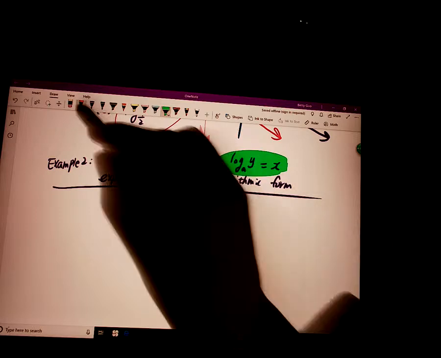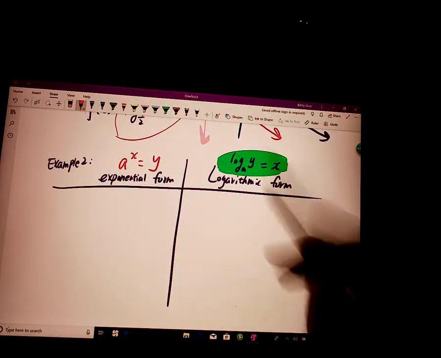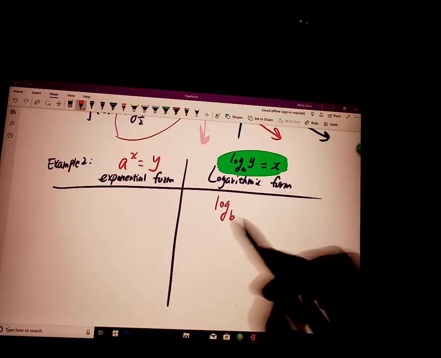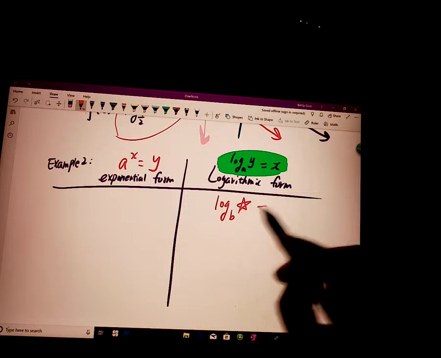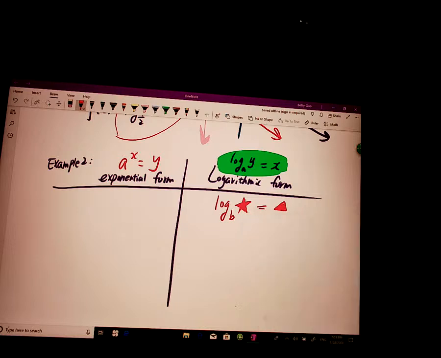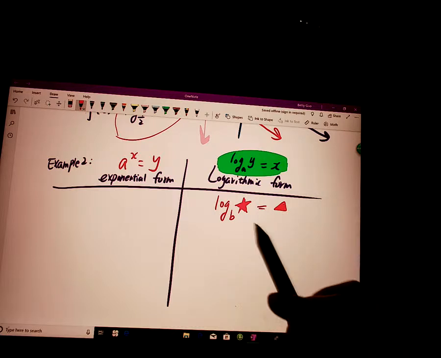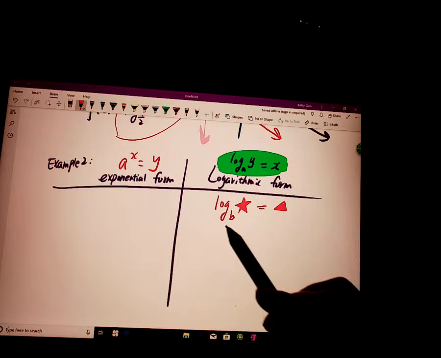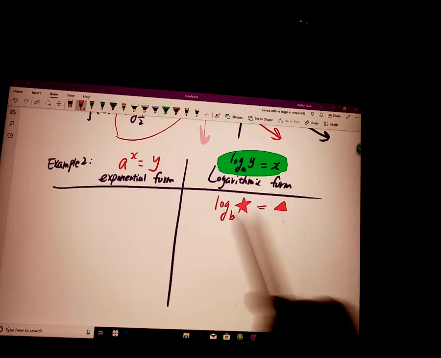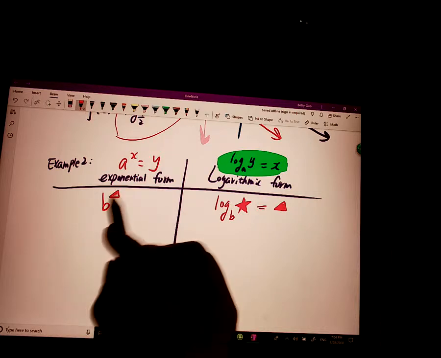Let's do it again. This time, if I give you log with base b of a star equals a triangle, I like to use a star and a triangle, they just represent some quantity. This is a logarithmic equation. Tell me which part is the base. Of course, B is the base. Which part is the logarithm? The logarithm is the triangle. Which part is the anti-logarithm? The anti-logarithm is the star. So that logarithmic equation is equivalent to b to the power of triangle equals star.